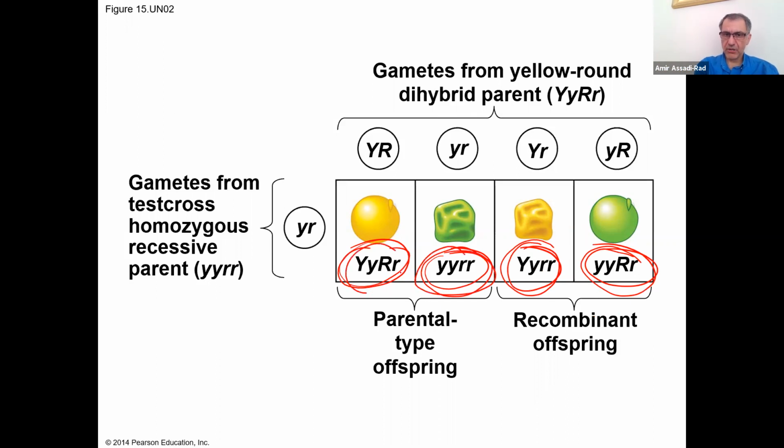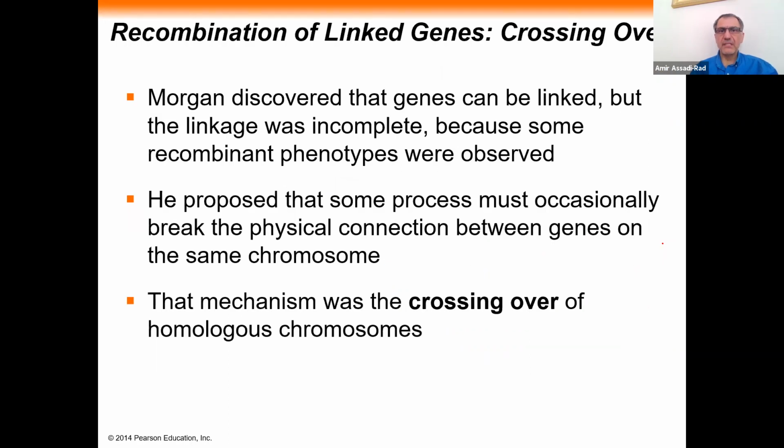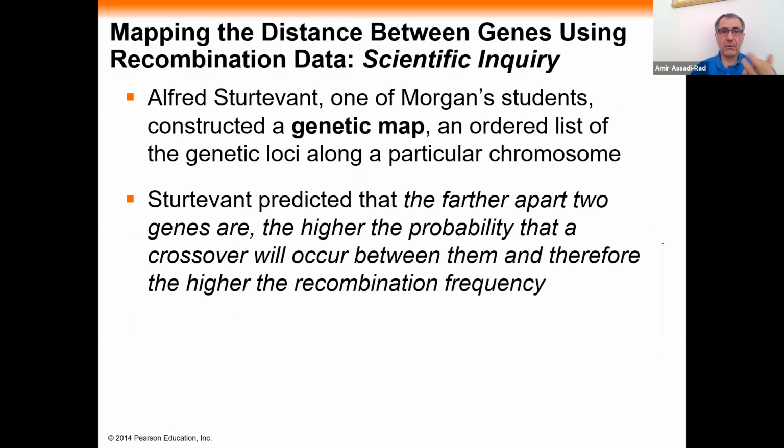These genotypes, we talked about this. But these genotypes do not look like the genotype. I'm talking about genotype, not phenotype. The genotype does not look like any of the parents or grandparents. Morgan discovered that genes can be linked, but the linkage was incomplete because some recombinant phenotypes were observed. He proposed some processes must occasionally break the physical connections between genes on the same chromosomes. That mechanism was crossing over of homologous chromosomes, which we talked about.